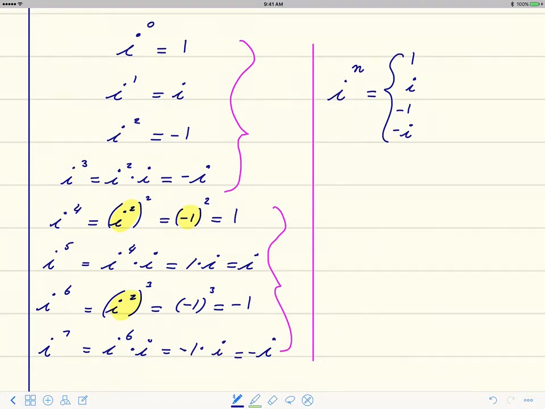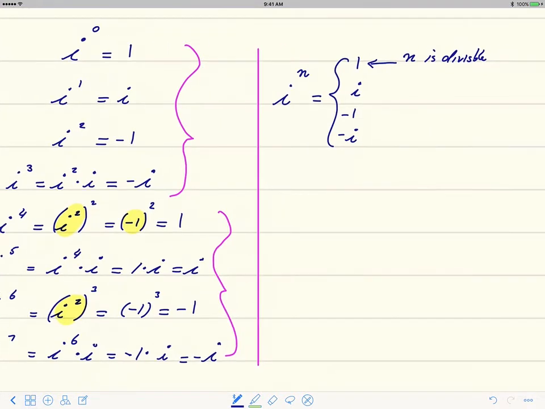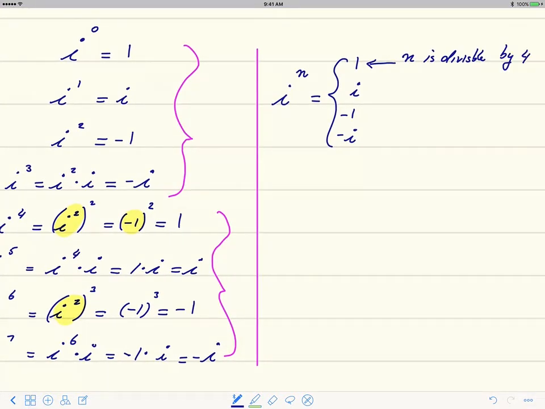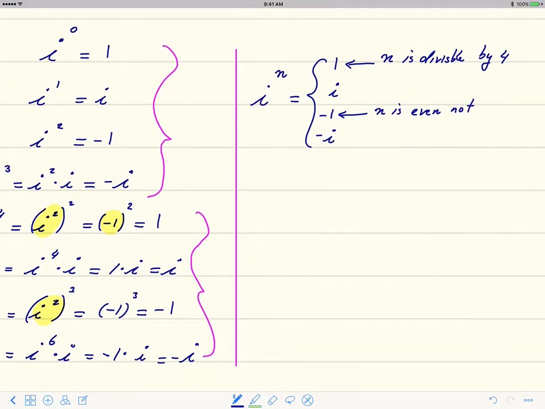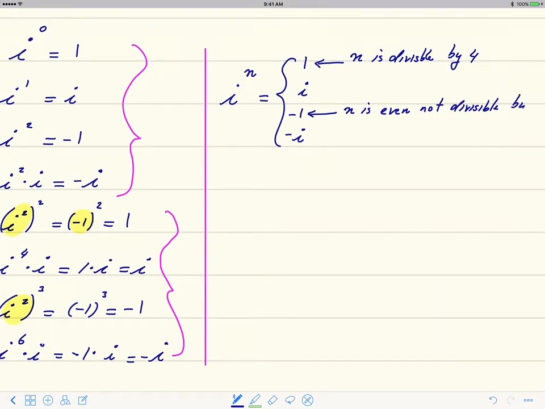So there are 2 ways I'm going to tell you how to do this. One, the answer is going to be 1 if the exponent n is divisible by 4. And the answer is going to be negative 1 if n is even but not divisible by 4. Okay?